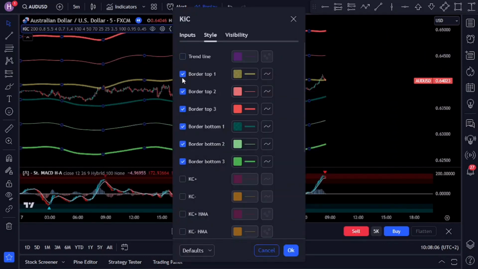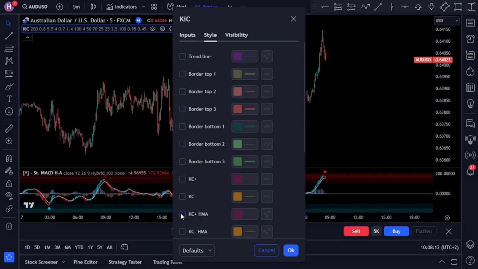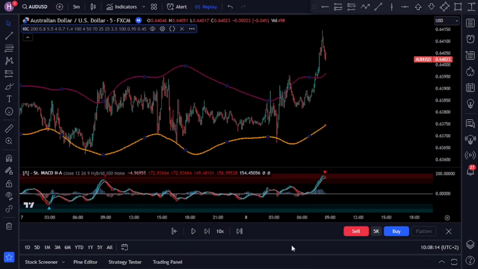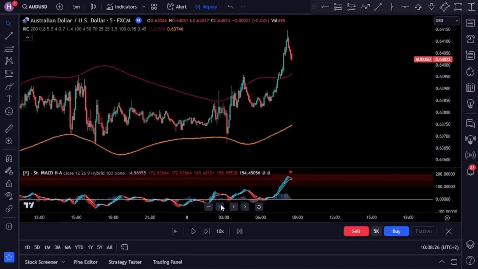Then under the settings of the channels, unselect the following options and then scroll down to enable these two. The reason is we'll be incorporating the Keltner channels as part of our analysis. Now that we have all the different components for a valid sell trade, first we're waiting for price action to go outside the Keltner channel.